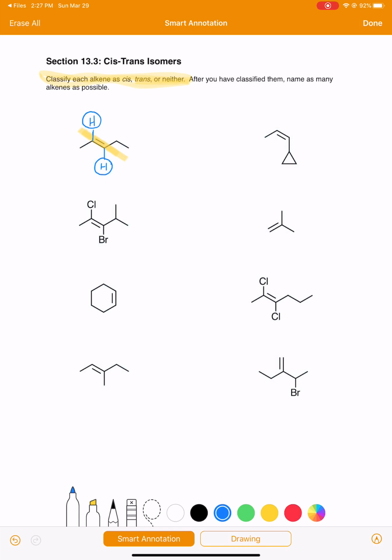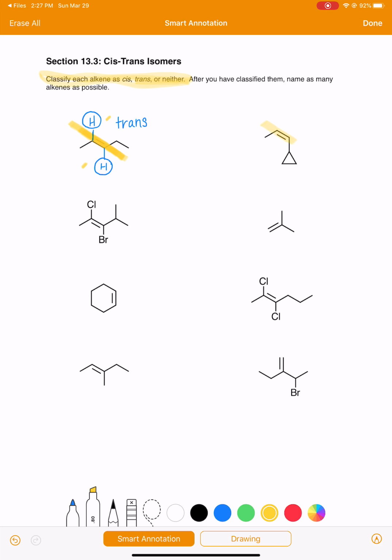So I drew these hydrogens in, and if I'm looking at the line of my double bond, I can see that one of my hydrogens is on the top and one of my hydrogens is on the bottom. So these are hydrogens on two different sides, which means that this molecule is the trans isomer. Let's go to our next example.